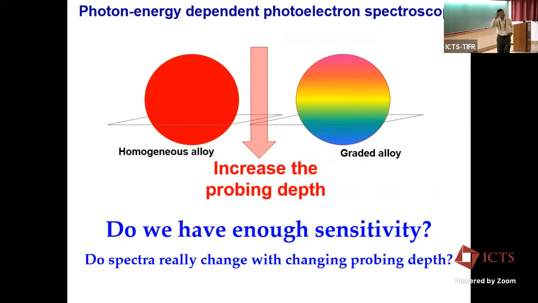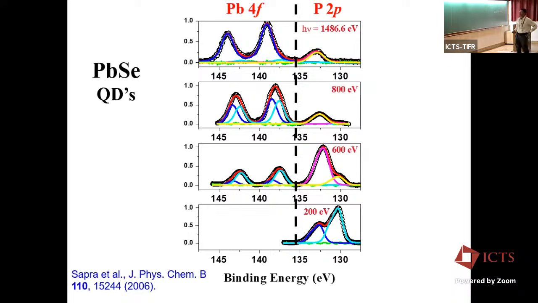Which means that when I change the photon energy, does the spectrum change? If the spectrum doesn't change, that means I'm not at all sensitive, because imagine that the mean free path was very large so that it was averaging over many, many layers. Then by changing the photon energy, nothing is going to happen. And I'll just quickly illustrate how that happens.